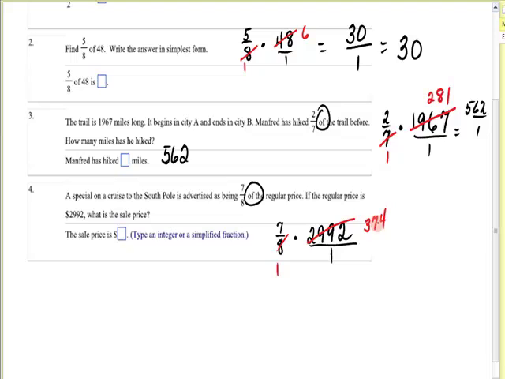I have 7 times 374, which is giving me 2618. It's over 1, or the sale price is $2,618 with the dollar sign there. So the main thing to remember, when it says a fraction of something, it means the fraction times, and then you can solve the problem.